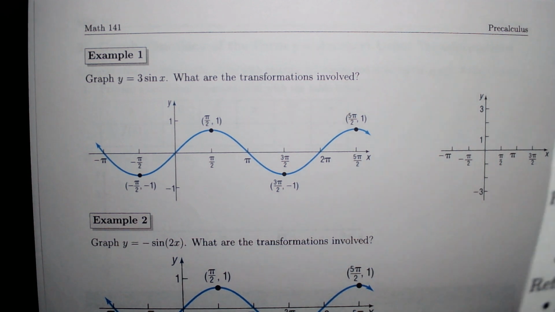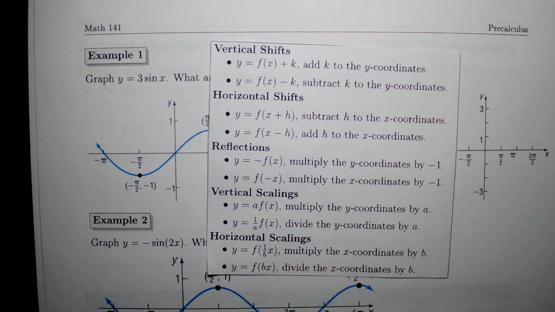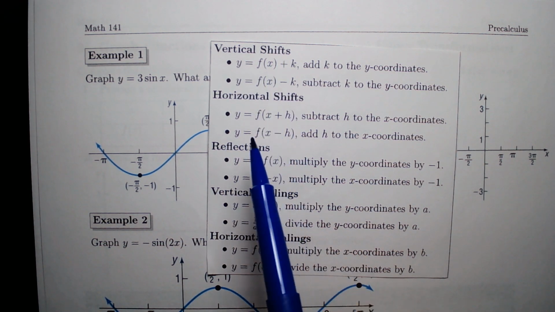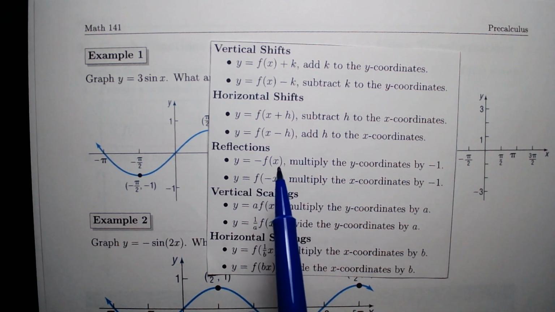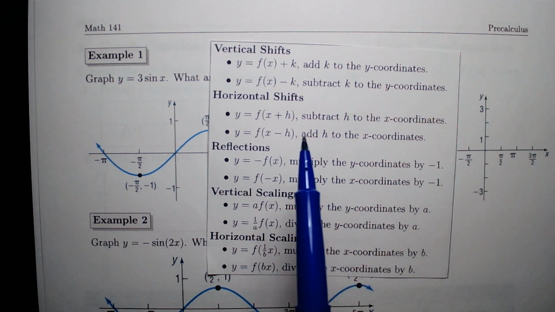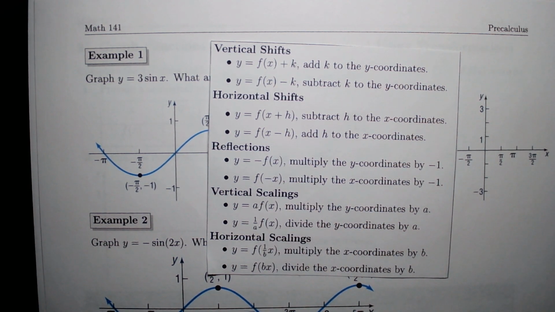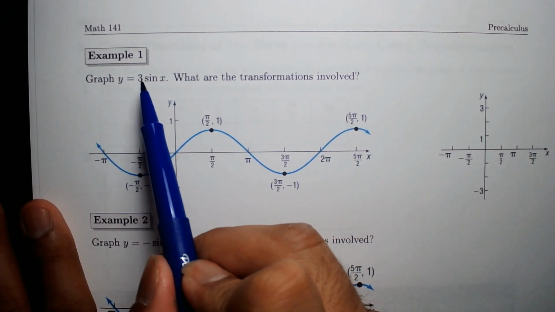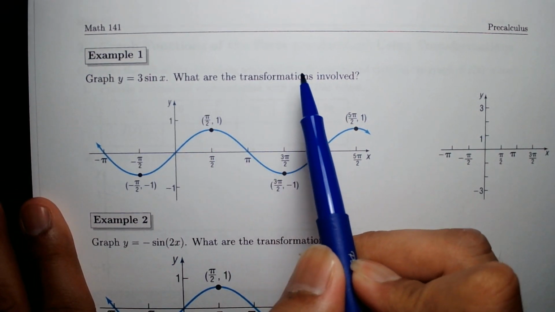And again, I brought back this summary of shiftings. In this section, at least, all we're going to look for is scalings, vertical and horizontal scalings, and vertical shifts, as well as reflections. Of course, the horizontal shifts, we're going to leave those to the end of the chapter. In this case, those are called phase shifts. You'll see. So in this case, graph y equals 3 sine of x.